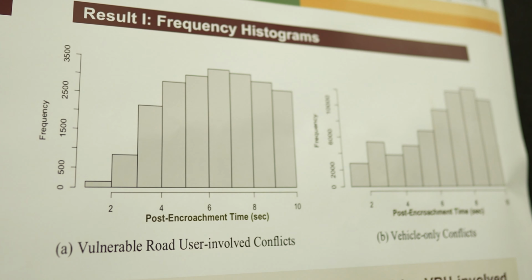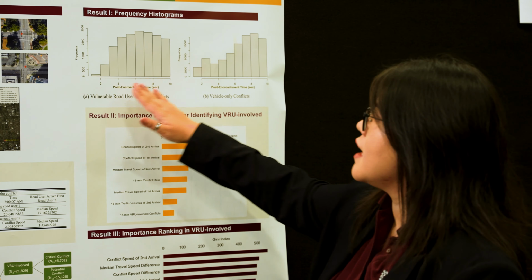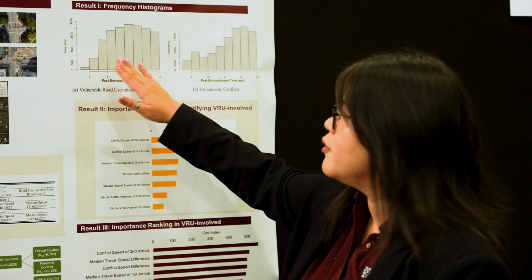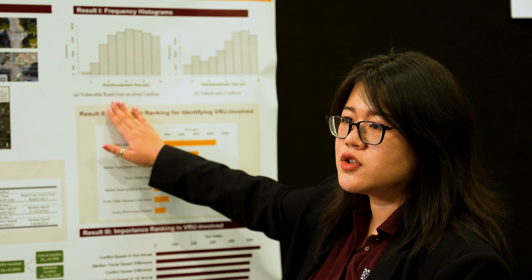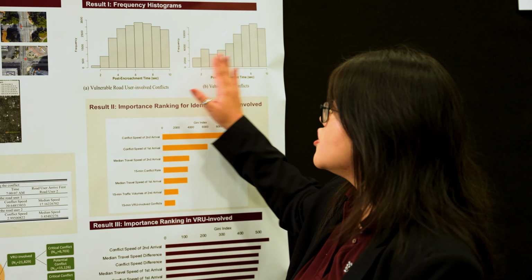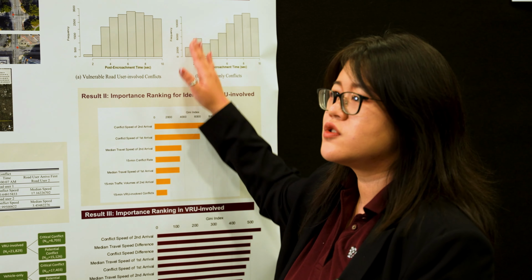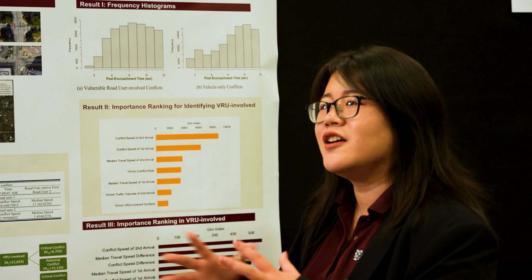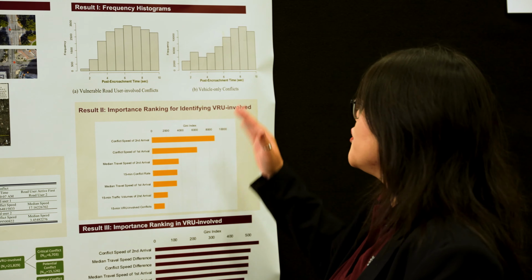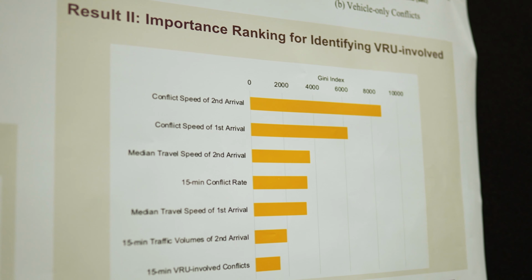This is a frequency histogram of the conflict points. As we can see, there are different frequency maps for vulnerable road user conflicts versus vehicle-only conflicts. You can see that these two are different. So when you study vulnerable road users, you have to take a different angle compared to when you study vehicle-only conflicts. The results are lined up over here.